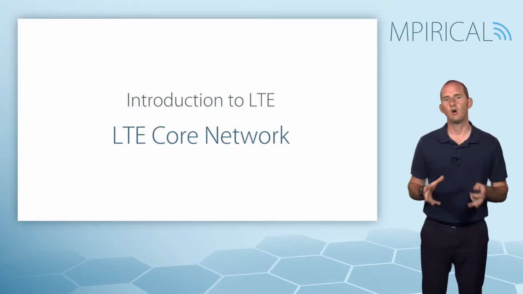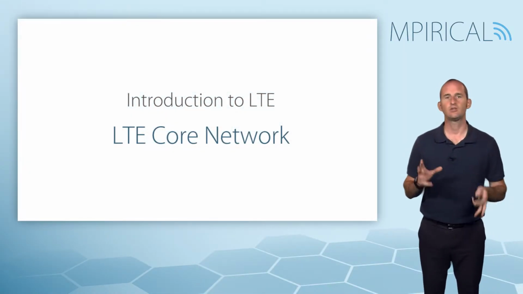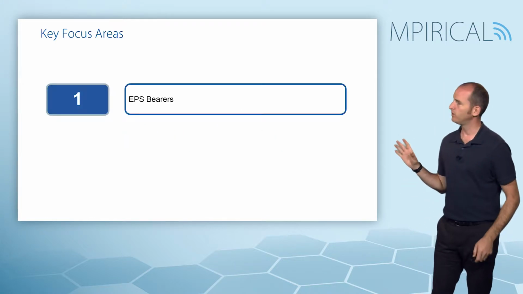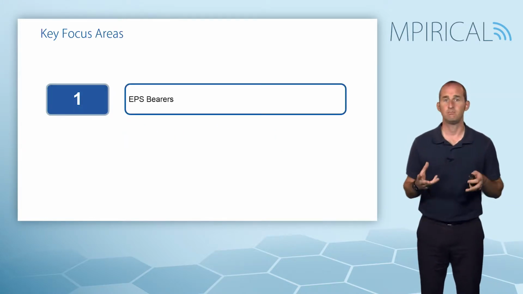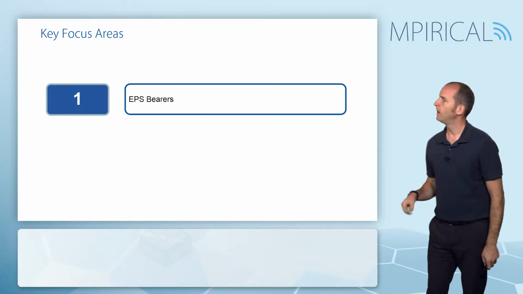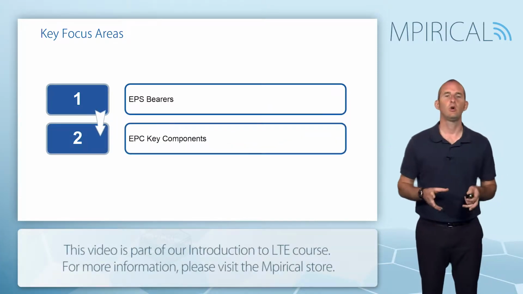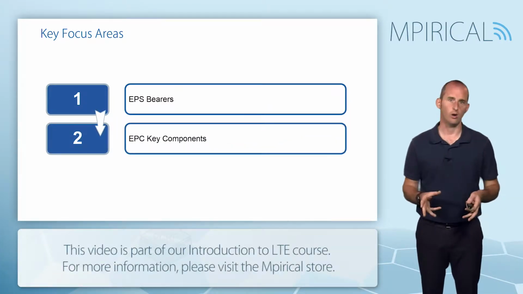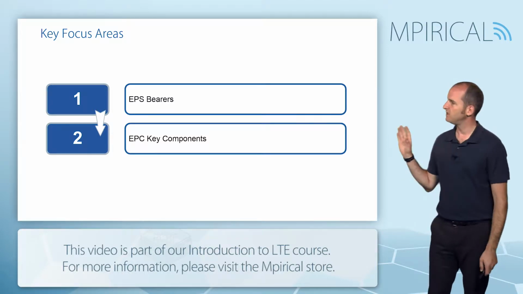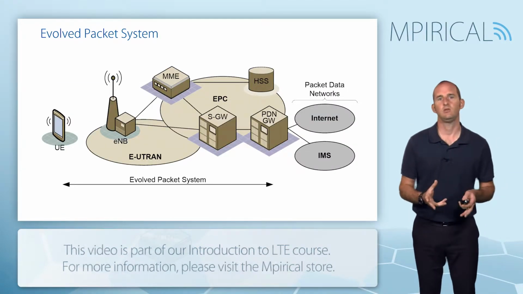In this look at the core network, we're going to focus in on two main areas. To begin with, the notion of evolved packet system bearers, EPS bearers, and then the actual key components of the evolved packet core. So this is the end-to-end architectural view of the network.